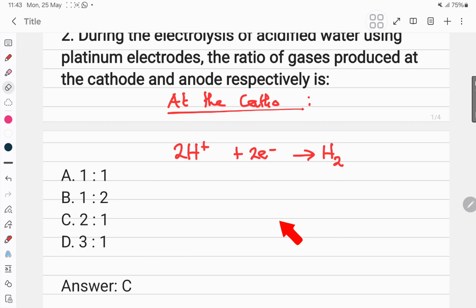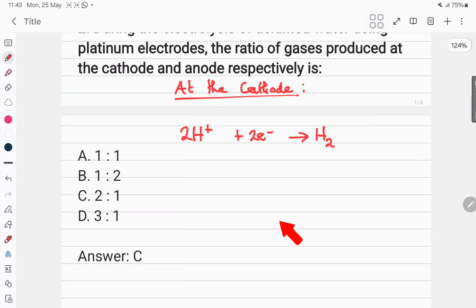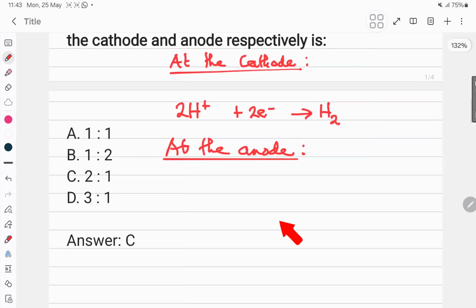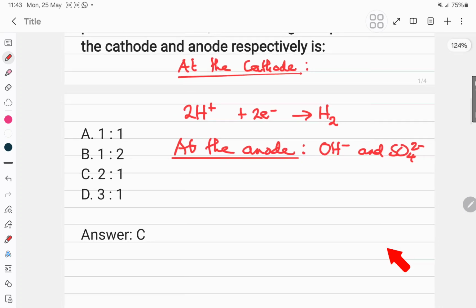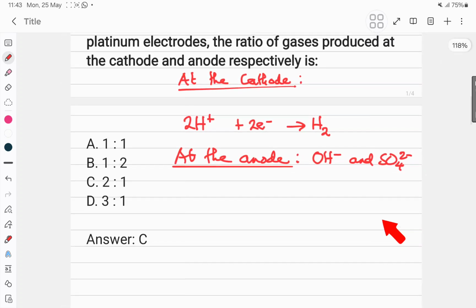And the next thing is to determine the reaction that will occur at the anodes, because this is a redox reaction. At the anode, which is the positive electrode, negative ions migrate and become oxidized. The 2 negative ions in the electrolyte are as follows: OH minus and SO4 2 minus. OH minus from the water, SO4 2 minus from the acid in the water.